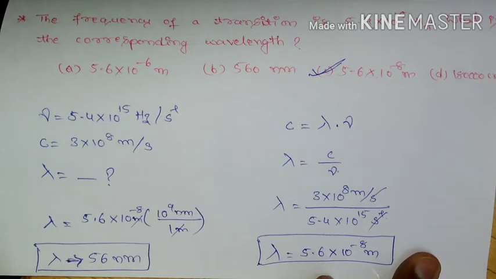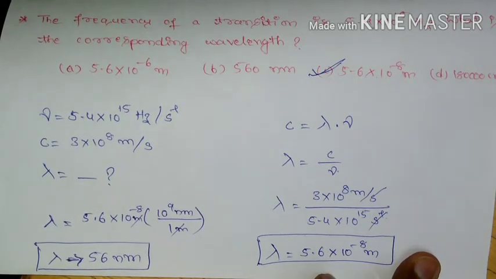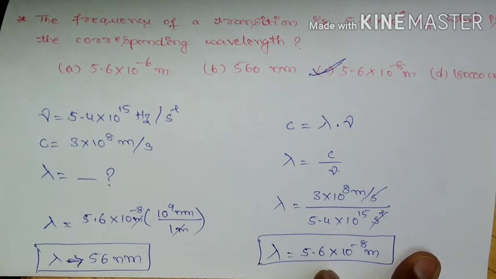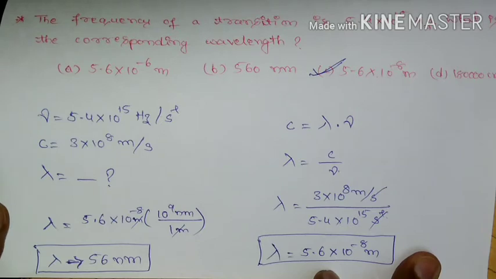So here velocity of light, it is 3 into 10 power 8 meter per second. By substituting these values, that is velocity of light 3 into 10 power 8 meter per second divided by given frequency, that is 5.4 into 10 power 15 hertz, so finally we are going to get the wavelength, that is 5.6 into 10 power minus 8 meter. If it is converted into nanometer, this wavelength will become 56 nanometer. But in the option we have 5.6 into 10 power minus 8 meter. So that will be the correct answer.